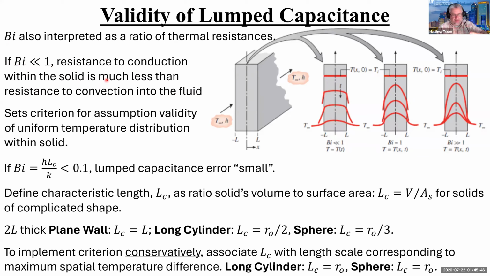So if you think intuitively about what that means, it tracks with everything that we've already talked about. And this sets the criteria for assuming validity of uniform temperature distribution. Okay, and so this is what it actually looks like. Here we've got our slab wall, and it's got two sides that each have fluid blowing over it with temperature of T infinity and a forced convection coefficient of h. The wall is minus L to L thick.